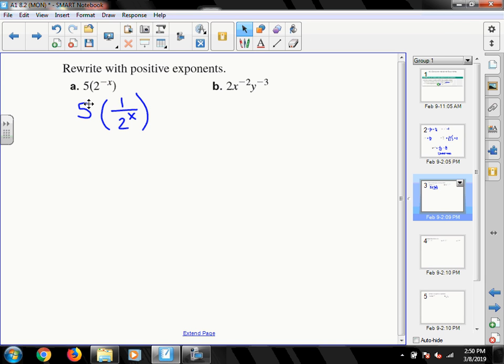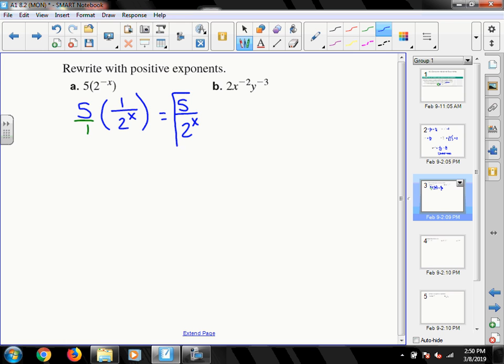By going with positive exponents, technically you have positive exponents. But we can multiply this out. So remember, multiplying fractions, we multiply across the top. So 5 times 1 is 5 over 1 times 2 to the x, which is 2 to the x, because I'm still just multiplying by 1. So there's the final answer we're going to go with there.